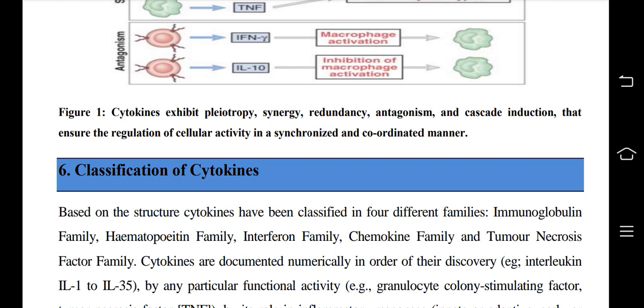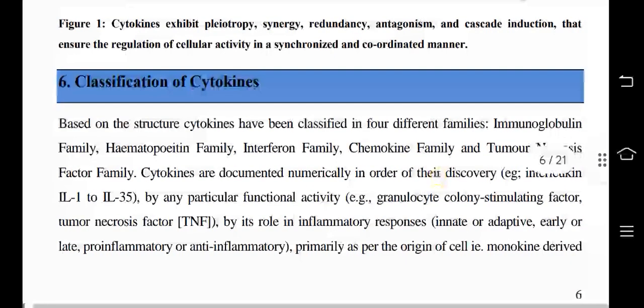Next, classification of cytokines. Based on the structure, cytokines have been classified into 4 different families.